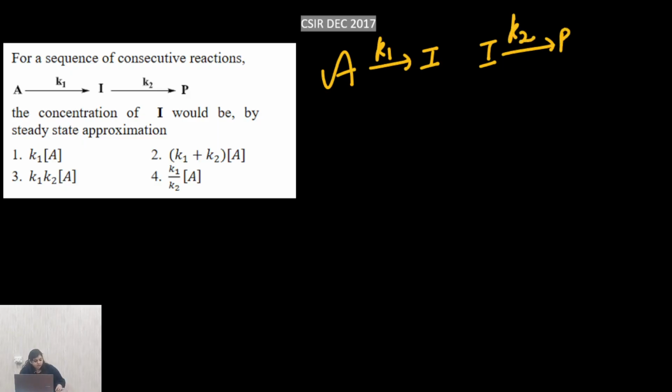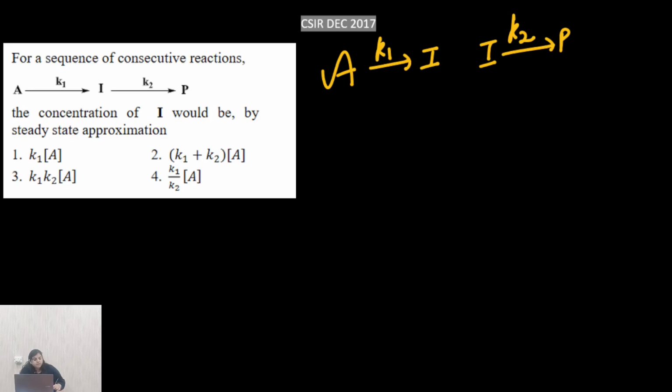It says for a sequence of consecutive reactions A to I and then I to P with the rate constants K1 and K2, the concentration of I would be by a steady state approximation. Okay. So the reaction is A to I, this is with the rate constant K1, and I to P with the rate constant K2.